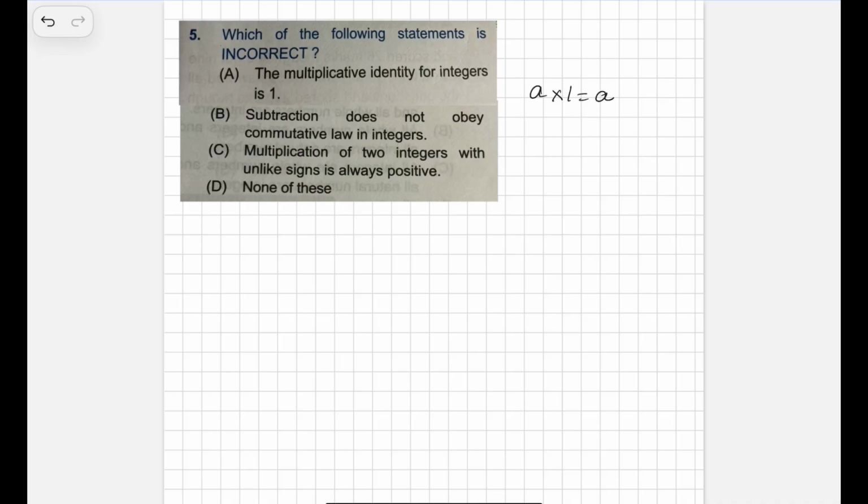The second one is, subtraction does not obey commutative law in integers. If you change the order of the numbers in a subtraction problem, the result also changes. Suppose you take the numbers as 5 and 3. So 5 minus 3 is equal to 2. But 3 minus 5 is equal to minus 2. So 2 is not equal to minus 2. So the commutative law does not apply here in subtraction.